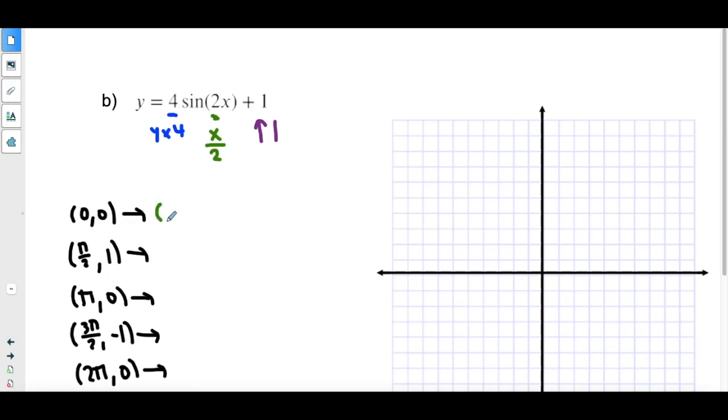If I divide my x values by 2, first, 0 divided by 2 is going to become 0. Again, we can keep going. We're just going to start by dividing our x values by 2. Look at the next one, pi over 2. If I divide that by 2, I get pi over 4. Here, if I take pi and divide that by 2, I get pi over 2. And we can keep going. I'm just going to divide all of my x values by 2.